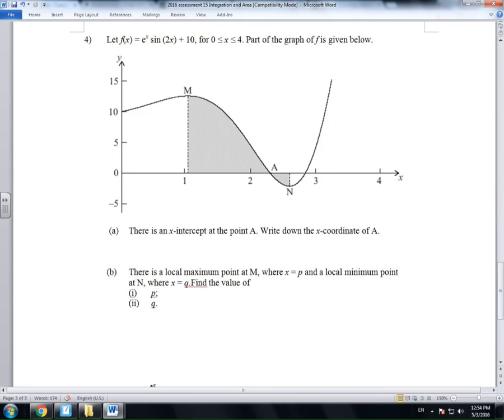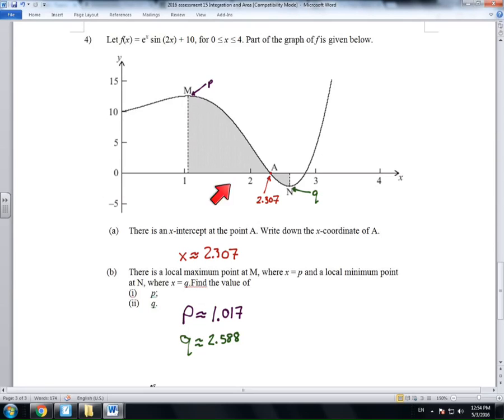Last but certainly not least, we've got another technology problem. I know it's a technology problem because e to the x and the sine of 2x are being multiplied together. When two unique functions are multiplied, that's not something that I can use my limited integration skills to evaluate. So I'm going to go to the computer on this one. The first question is asking, there's an x-intercept at the point A. Write down the coordinate of A. I use my calculator and I find the x-intercept is 2.307.